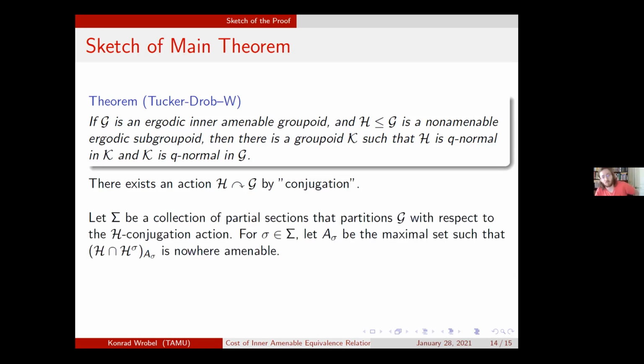And by looking at this, we look at a collection of sections that decomposes G with respect to this action. We ask for this to be something analogous to a transitive set, rather a transversal of the action of H on G. If you have such a collection of partial sections that decomposes G, so if you look at H dot sigma for sigma inside this collection of partial sections, then these partition G.